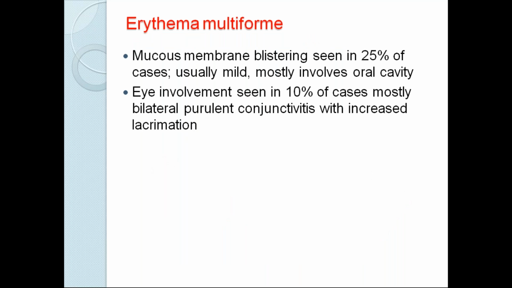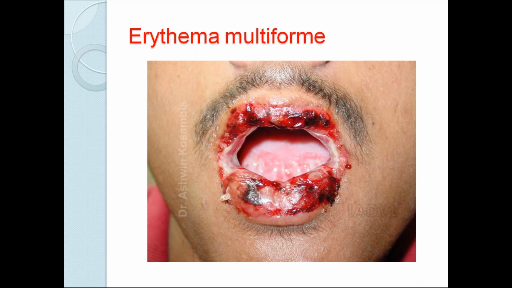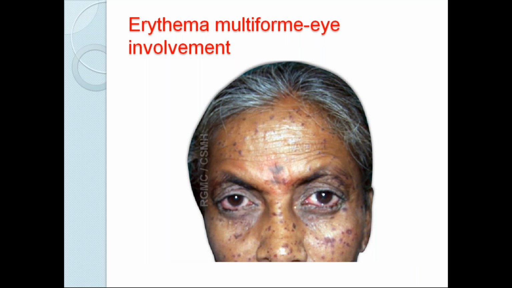Mucous membrane blistering is seen in 25% of cases. Usually mild blistering is seen, and eye involvement is seen in only 10% of the cases. They will see bilateral purulent conjunctivitis with increased lacrimation. So this is the oral involvement, like you see, blisters and erosions in the oral cavity. And this is the eye involvement, see, conjunctivitis and increased lacrimation.